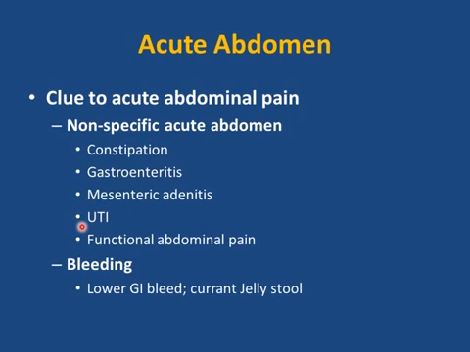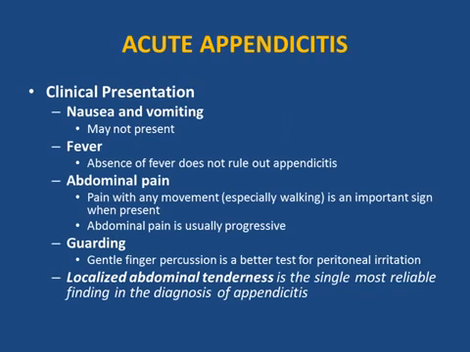UTIs. Ask about previous history of UTI. Ask about dysuria, urgency or frequency. Ask also about previous history of constipation, which is a common cause of UTI. Functional abdominal pain is a diagnosis of exclusion. Bleeding from the lower GI, like for example currant jelly stool, is a late presentation of intussusception.